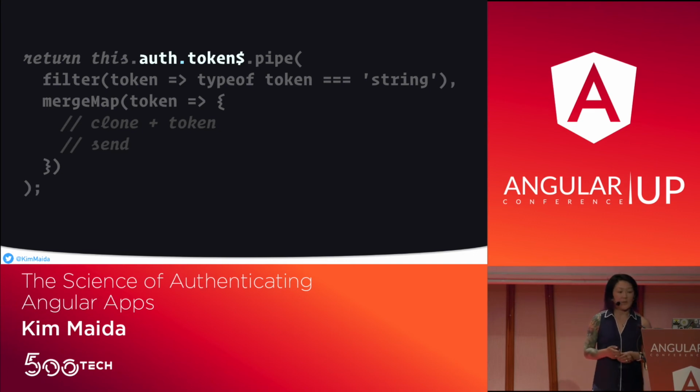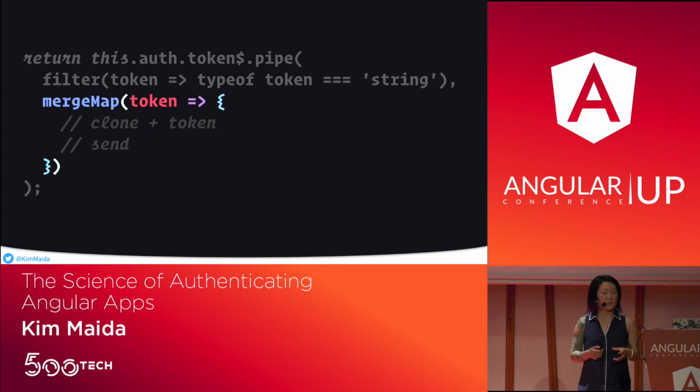So for example, let's say in our authentication service, we create a token stream. We can use this stream in our interceptor to make sure that the token is present before we do anything. So we can filter the stream for expected token values, and then we can set the token only once it's available. Now I'm using mergeMap here to ensure that if there are multiple requests, none get canceled by a new request coming through.